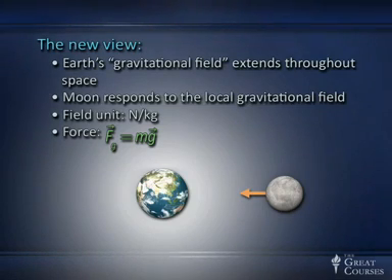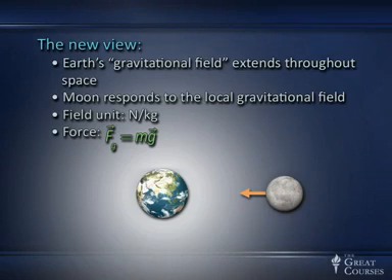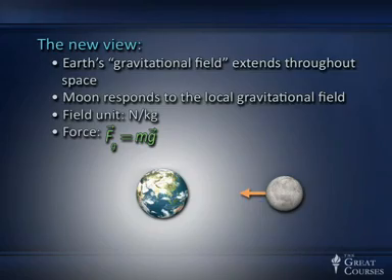And the Moon doesn't know anything about the Earth. What it does know about is the field in its immediate vicinity, and there's a vector indicating the direction of that field. That's the concept of the gravitational field. We're going to apply the same thing now to the interaction between electric charges.